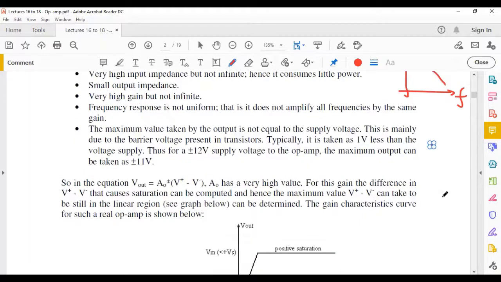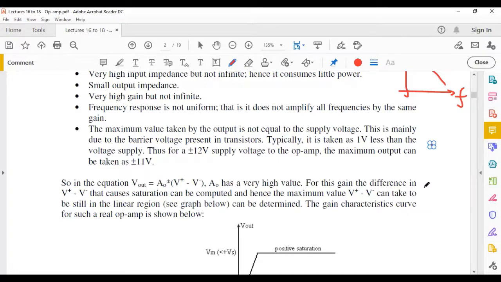Now, one important difference when you compare the ideal and real op-amp. Remember, we said your output typically saturates at plus or minus Vs. So if your supply voltage was plus or minus 15 volts, we showed for an ideal op-amp that your output can go to plus 15 volts. But in practice, since you have transistors and drops in your circuit, the output voltage for a real op-amp does not typically go to the supply voltage. It is typically taken to be 1 volt less than the supply voltage.